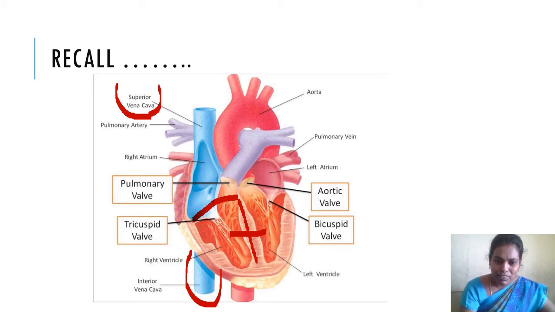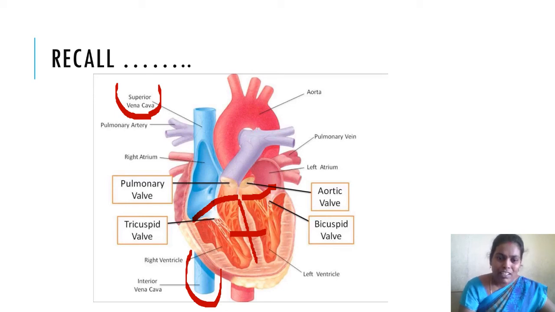In the same way, on the left side also, the left auricle and left ventricle are separated by a left auriculoventricular septum. In this septum, one small aperture is present which allows the blood from the auricle to the ventricle. Those apertures are called auriculoventricular apertures. If the aperture is present on the right side, it is called the right auriculoventricular aperture. If it is present towards the left side, it is called the left auriculoventricular aperture.